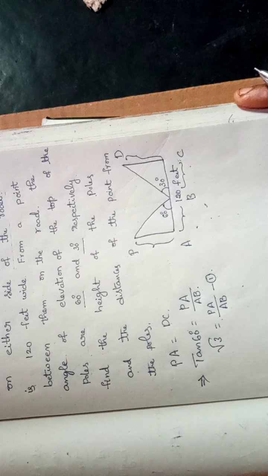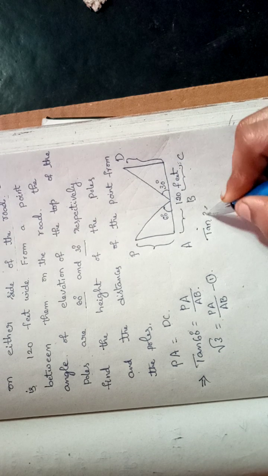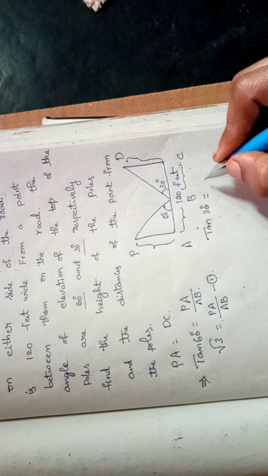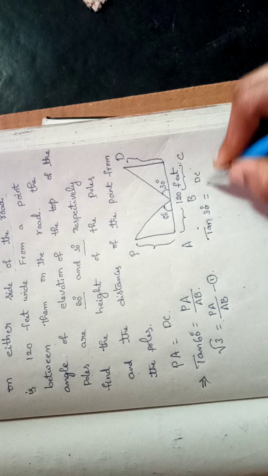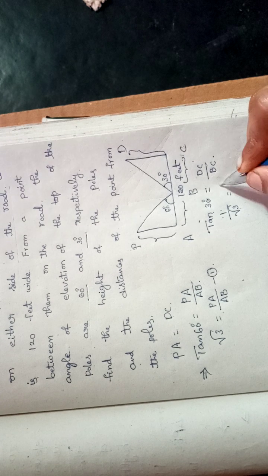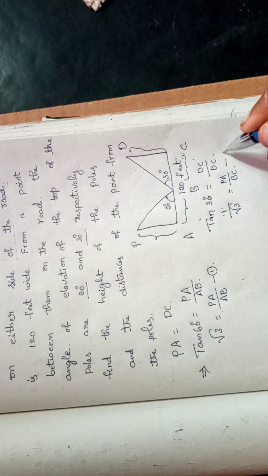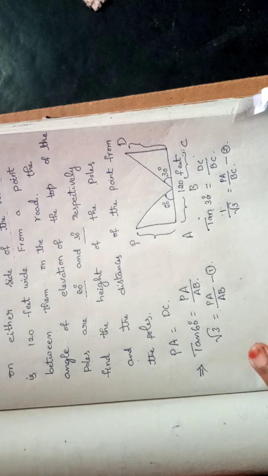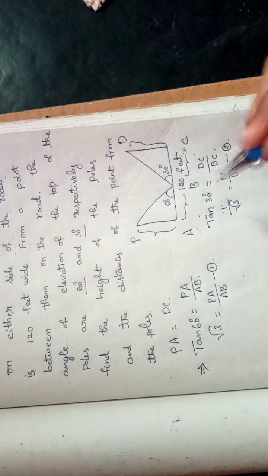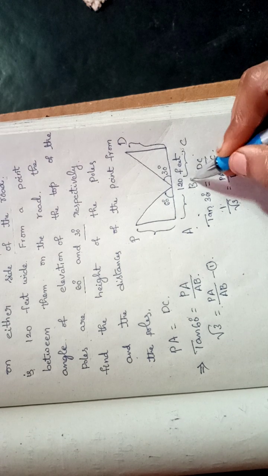Next, from this triangle, tan 30 degrees equals DC by BC. Here 1 by root 3 equals DC, which we can write as PA, by BC. Here these are two equations. Here we can convert AB into BC form, otherwise BC into AB form. I want to take the BC form.